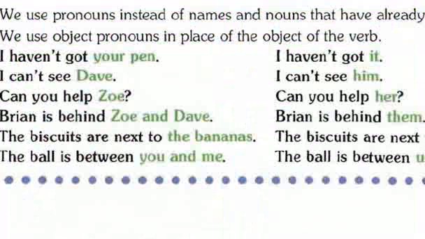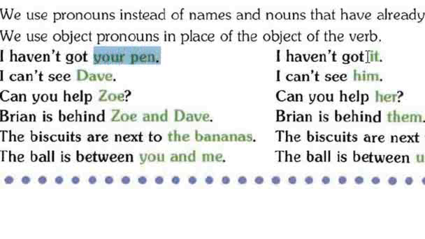Okay, now let's talk about a little bit of the use of the object pronouns. We use pronouns instead of names and nouns that have already been mentioned. Just like I told you before, we replace the names with these pronouns. Then it says we use object pronouns in place of the object of the verb. For example, instead of saying, I haven't got your pen, I can replace this your pen with it.